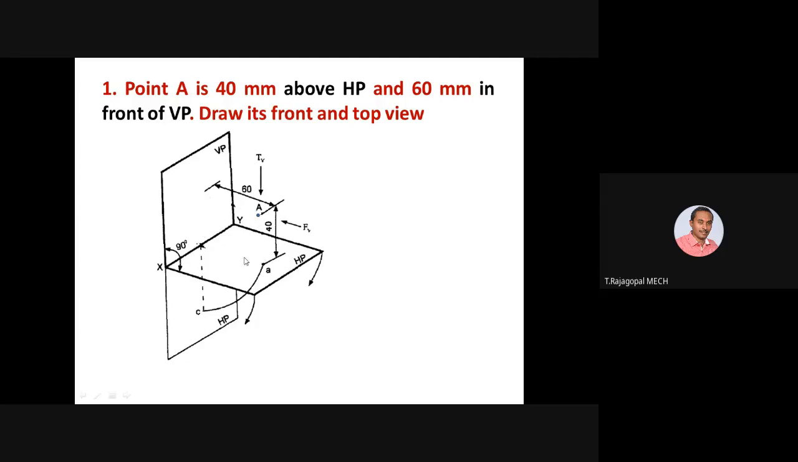The top view will be falling on which one? The horizontal plane. After the rotation of this horizontal plane by 90 degrees, you can see the front view 40 mm above the XY. This is XY. Above the XY you have the VP, the vertical plane. After rotation of 90 degrees in the clockwise direction, this horizontal plane will move below the XY. So in the front view, you can see this 40 mm falling on the vertical plane above XY. The 60 mm which is projected on the horizontal plane will be below the XY.